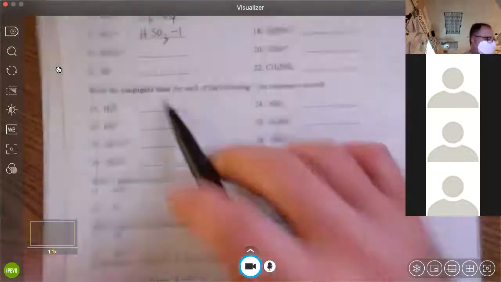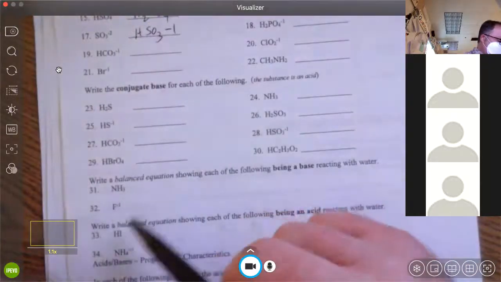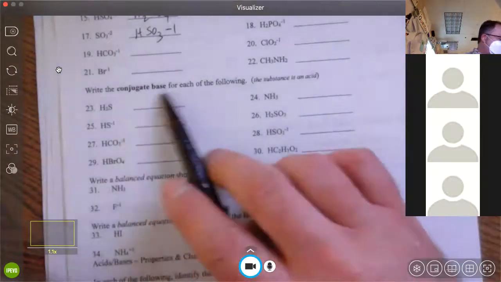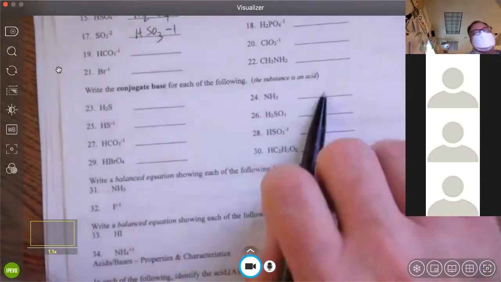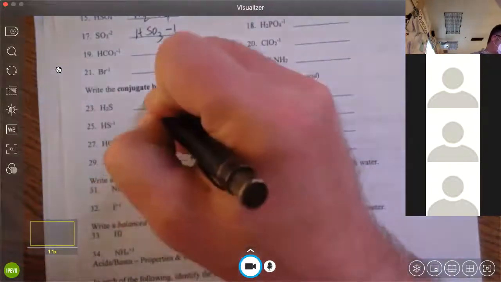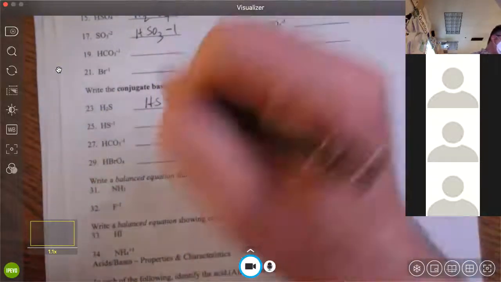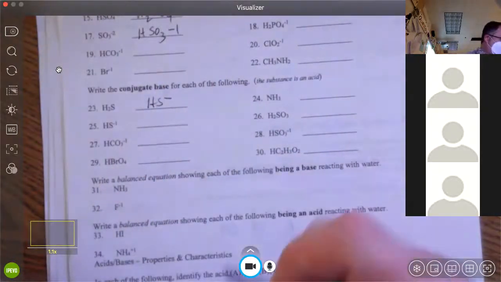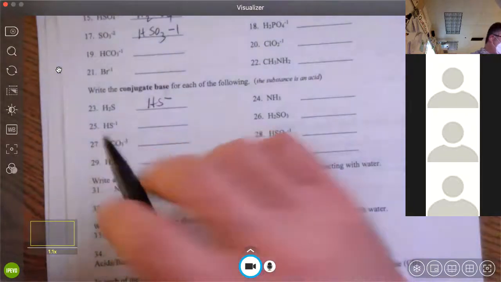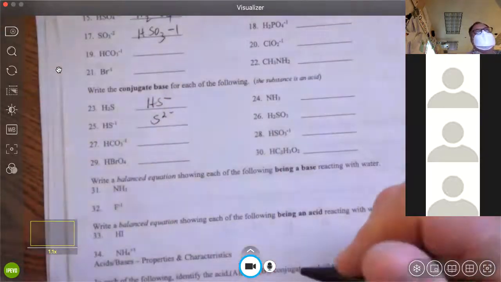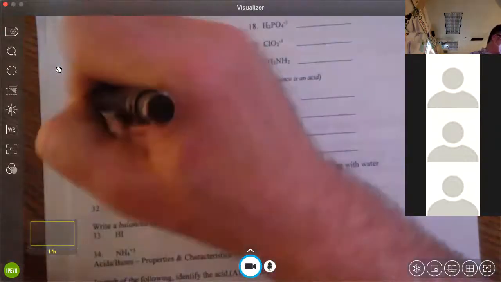Pretty easy. These guys down here are acids, and we are writing the conjugate base. What do acids do? They are hydrogen ion donors, so they lose an H. So H2S becomes HS. When you lose an H, you lose a positive, so you become negative. HS -1, well, again, we are losing an H, so we become S without an H, and then we gain another negative, so it becomes -2. Go ahead and complete up to number 30.